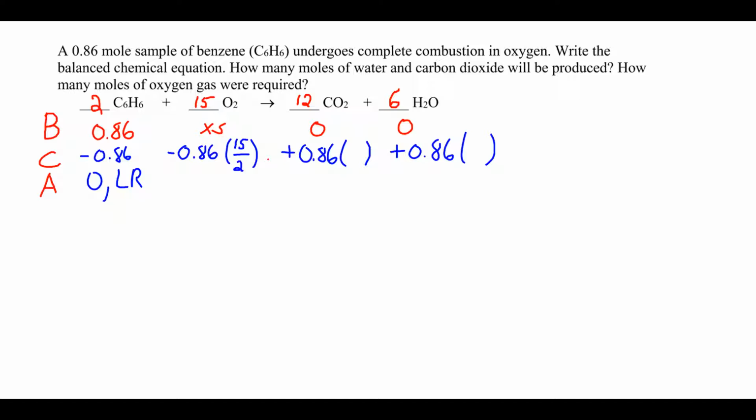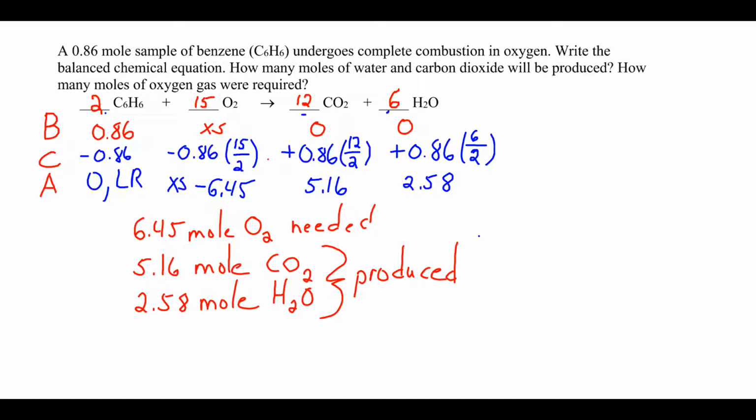For CO2 and water, we're gaining that amount times some mole ratio. The mole ratio for CO2, 12, is the coefficient associated with the chemical we're interested in, and again, our limiting reagent has a coefficient of 2. For water, the numerator is 6 from this coefficient, and the denominator from our limiting reagent, again, is 2. So to find the amount after the reaction occurs, we add before plus the change.